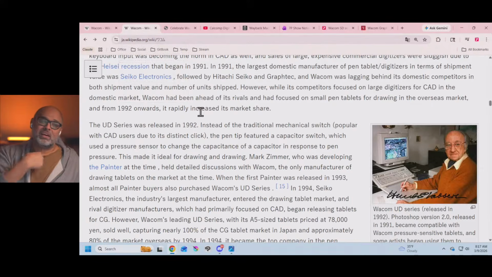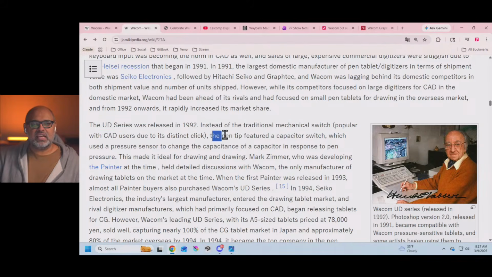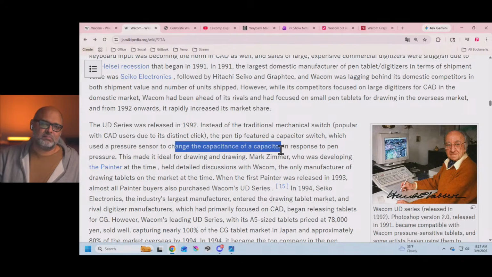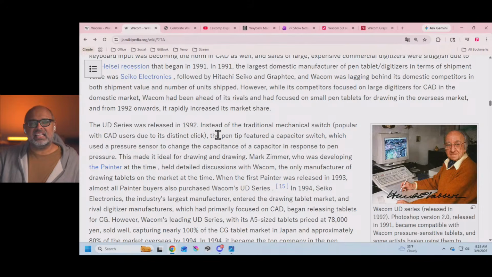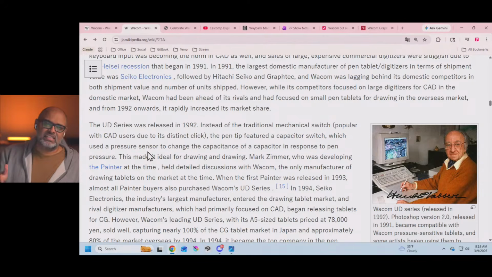And this is where I come into the picture. This is when I started. Well, in just a few years, you'll see. Instead of the traditional mechanical switch, because the CAD users like clicking, the pen tip features a capacitor switch, which used a pressure sensor to change the capacitance of a capacitor in response to pen pressure. I think the key thing here is that it had better pressure handling. The SD series had a pen that supported pressure. This was a little bit better.